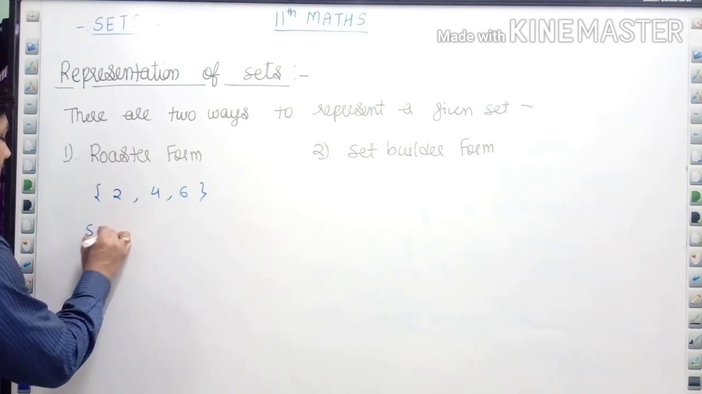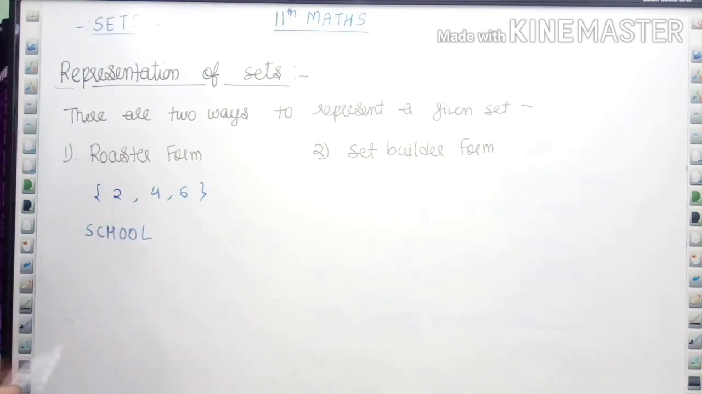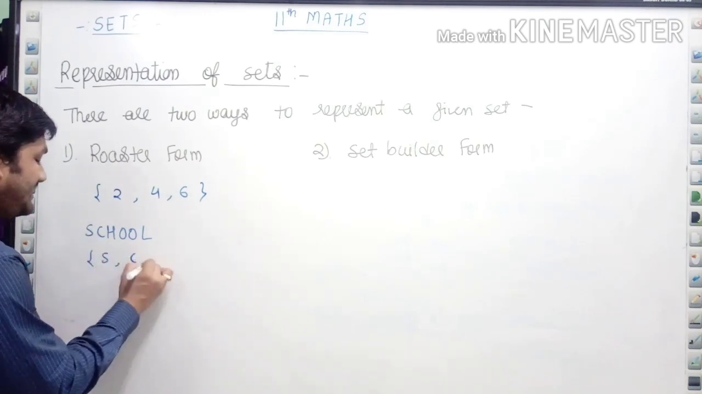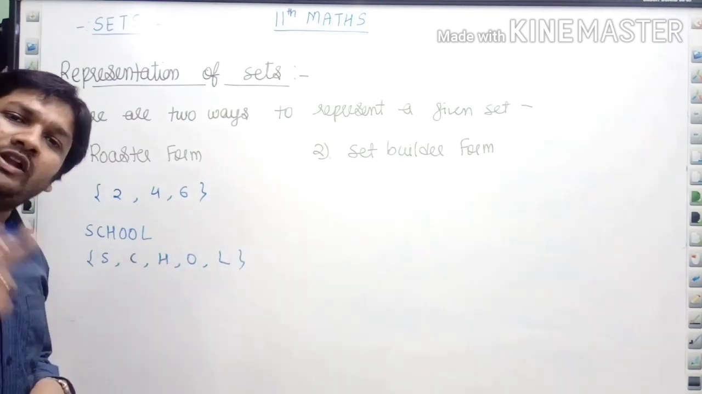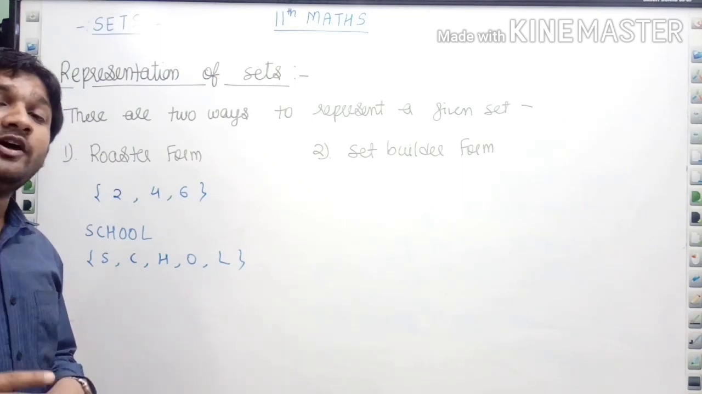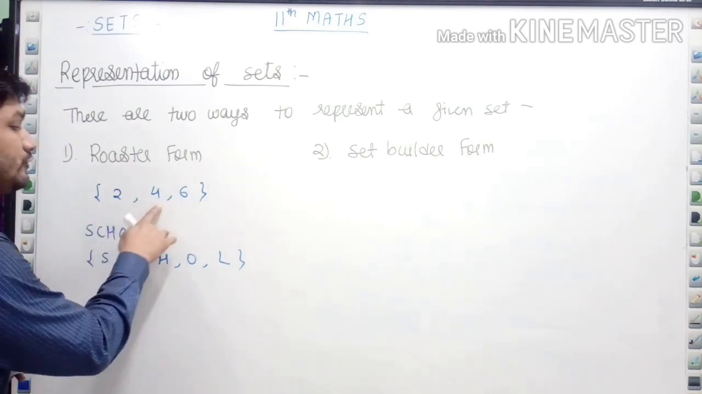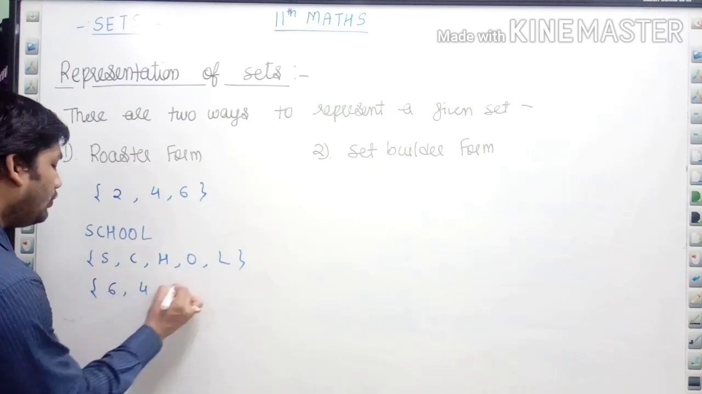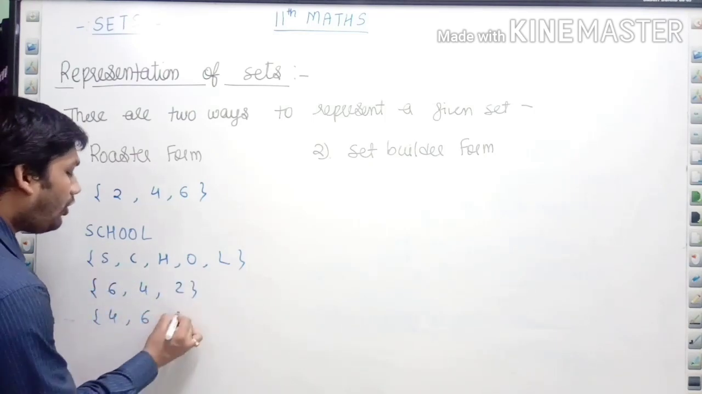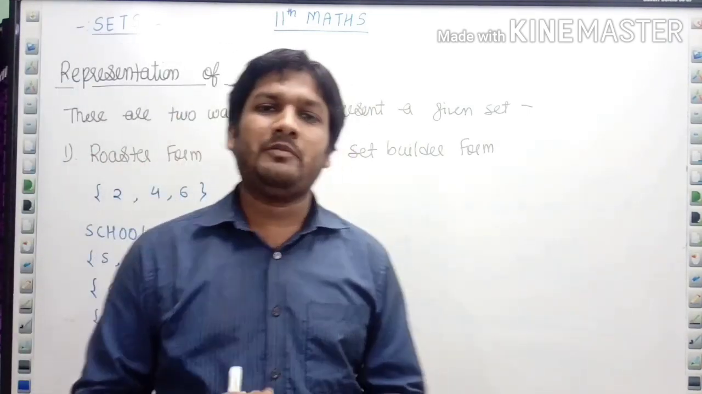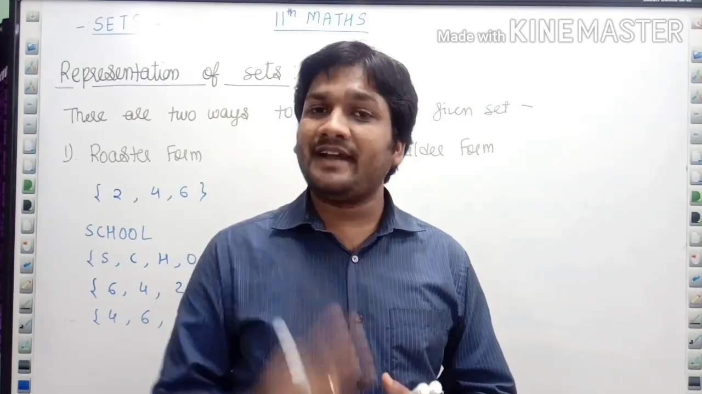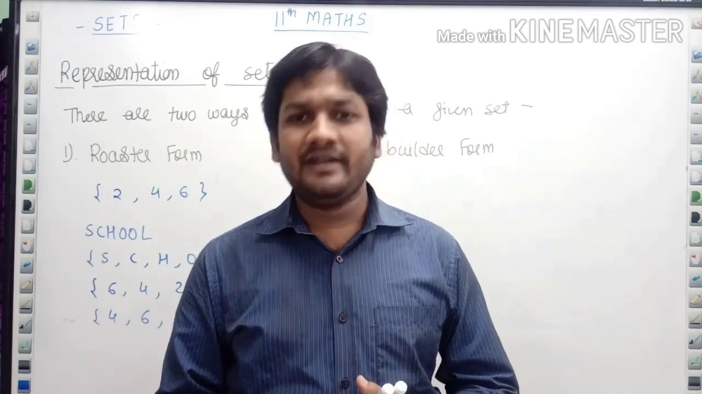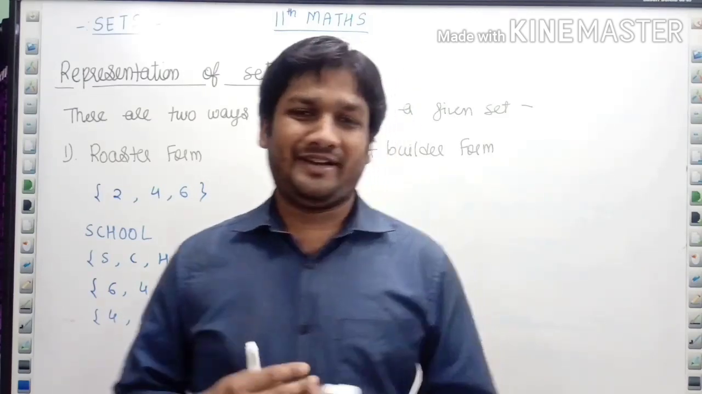Suppose I want to write the letters of the word school. So I will write S, C, H, O, N. O appears 2 times, but I will write it only once. And the third thing is that order is not important. Whether I write 2, 4, 6 or 6, 4, 2 or 4, 6, 2, all are the same. So in roster form, we represent the set by separating the elements by commas. Second, we do not repeat the elements generally, and third, order is not important.